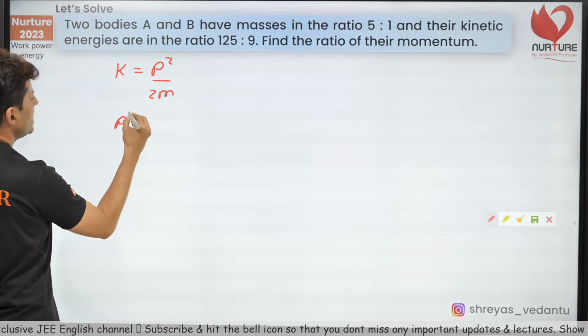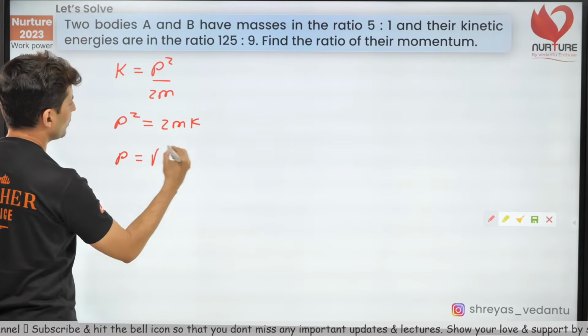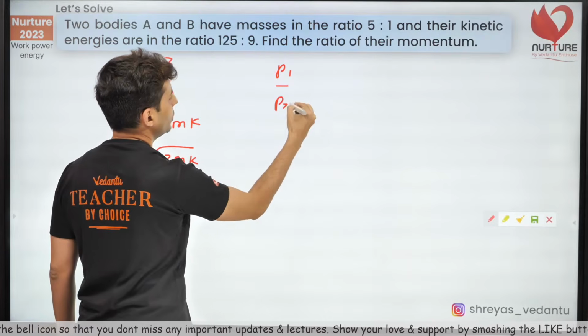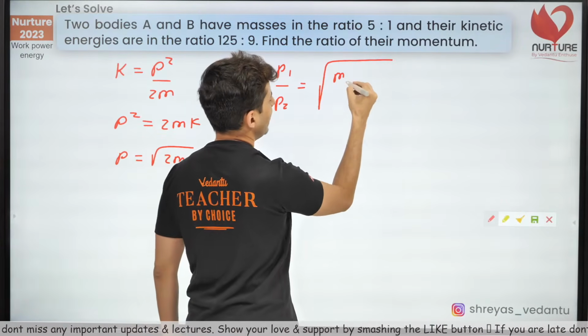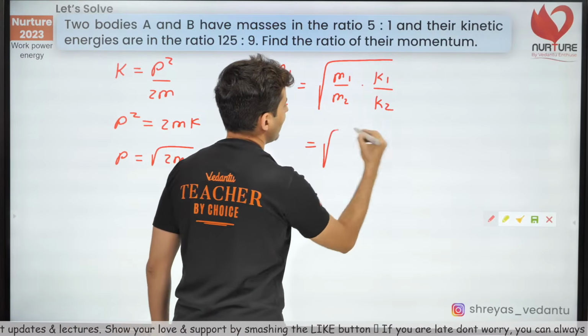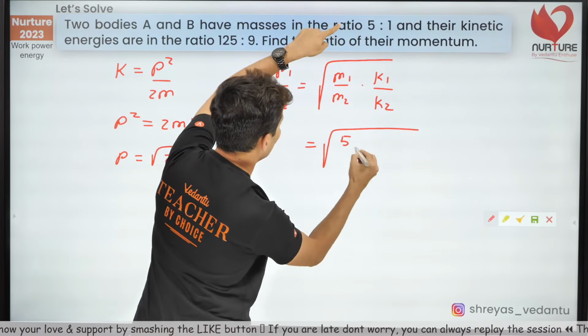So therefore P square is 2mk. Therefore P is root of 2mk. Therefore P1 by P2, if I take the ratio, 2 will get cancelled and I will be left with root of m1 by m2 into k1 by k2. So what is m1 by m2? Masses are in the ratio of 5:1.